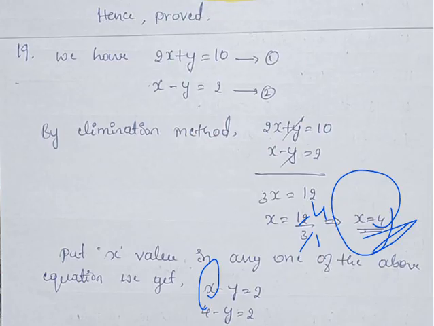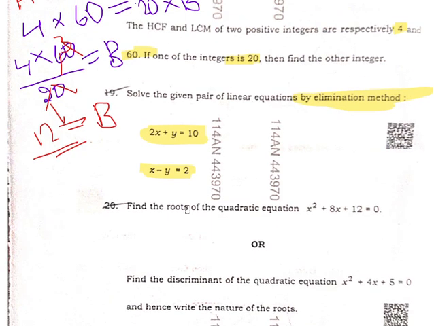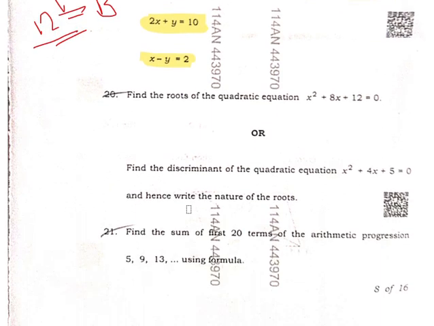Okay. So the next one, the 20th question, we will discuss now. 20th one, find the roots of the quadratic equation x square plus 8x plus 12 is equal to 0. So here also they have not mentioned any method. You can use the formula method or any factorization method. Whichever one is very easy, you can use that method and find out the roots. That means you have to find out the x values here.